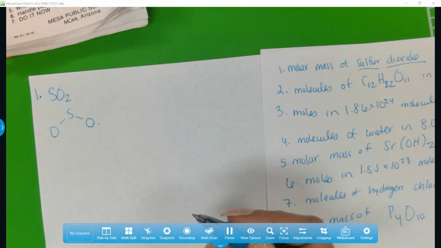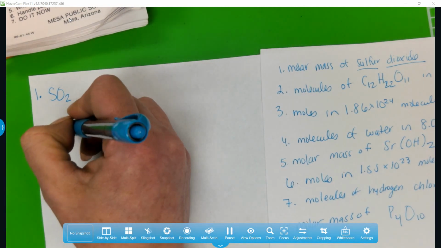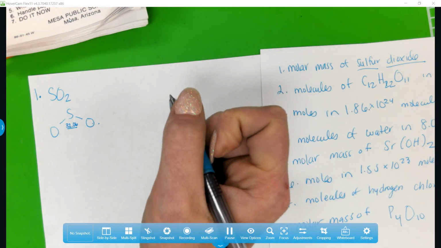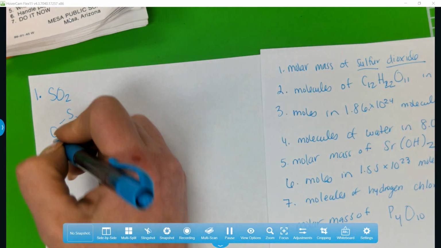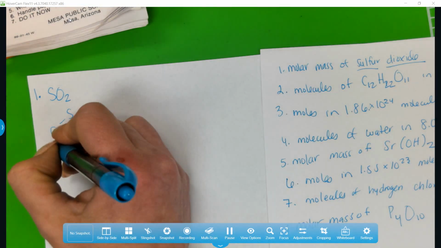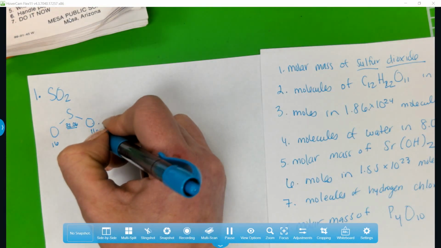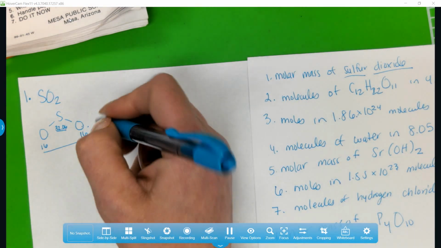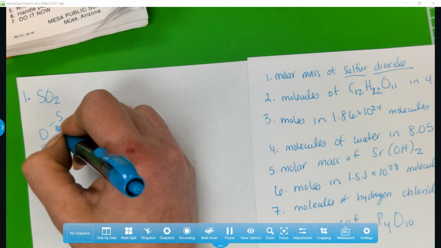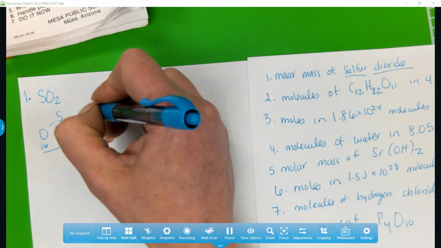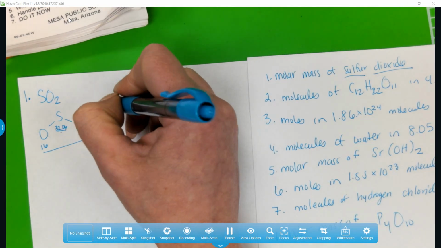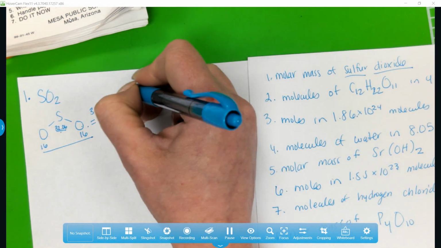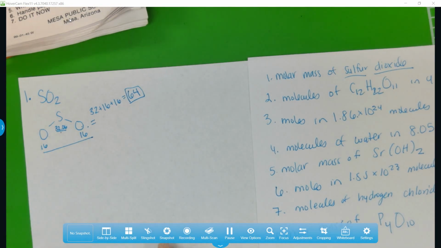But so you're going to look in your periodic table. Sulfur is going to be 32 or 32.06. I don't know how many significant figures she wants you to use. Oxygen, 15.9 repeating, or 16, depending again on how she wants to do that. And then you just add them up. So 16 plus 16 is 32, plus 32 is 64. So 32 plus 16 plus 16 is 64. So that is the molar mass of sulfur dioxide.